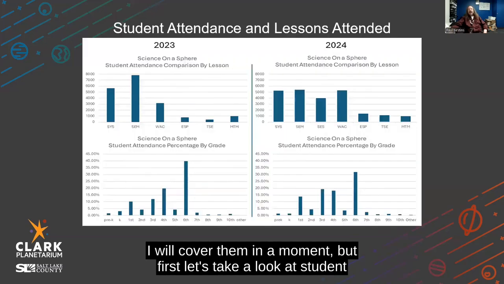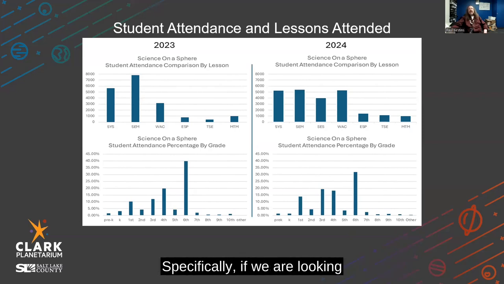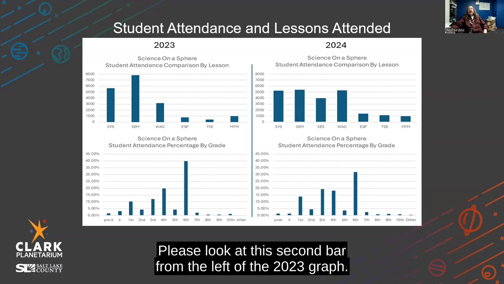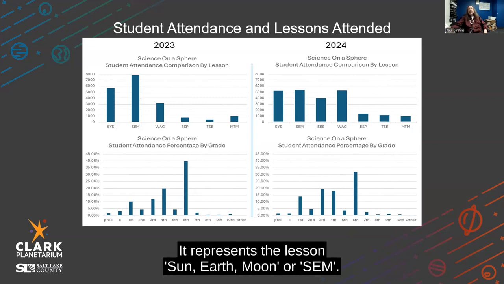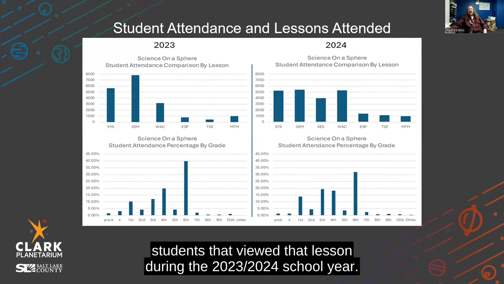But first, let's take a look at student attendance and the lessons that they attended. If we are looking strictly at the numbers, the graph shows the success of offering an age-appropriate lesson. Please look at the second bar from the left of the 2023 graph. It represents the lesson Sun, Earth, Moon, or SEM. It includes approximately 3,000 students in the K through 2nd grade out of almost 8,000 students that viewed that lesson during the 2023-2024 school year.